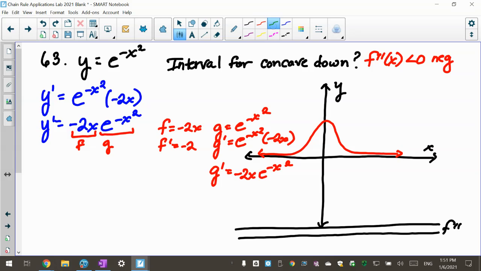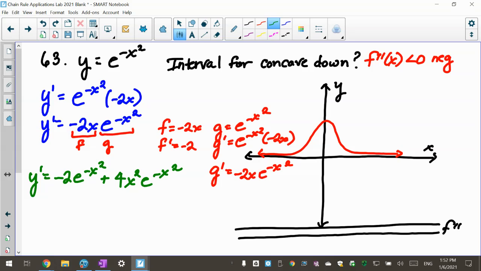Now I'm going to do the second derivative here, and I'm going to do the product rule. f prime g, so I have negative 2e to the negative x squared plus f g prime, so that's going to turn positive because I have two negatives. So I have 4x squared e to the negative x squared.